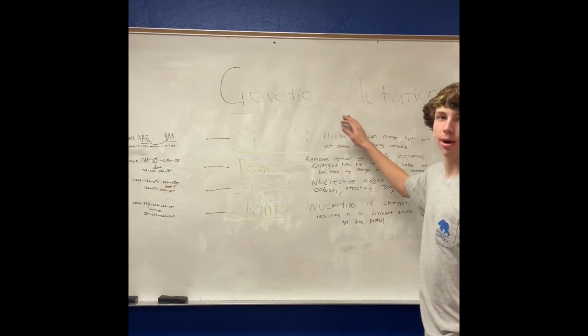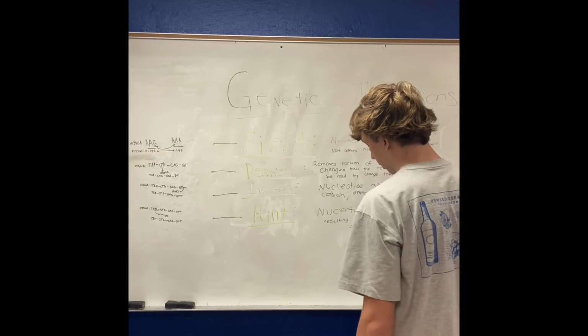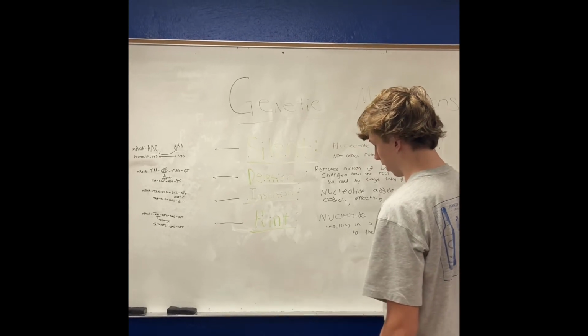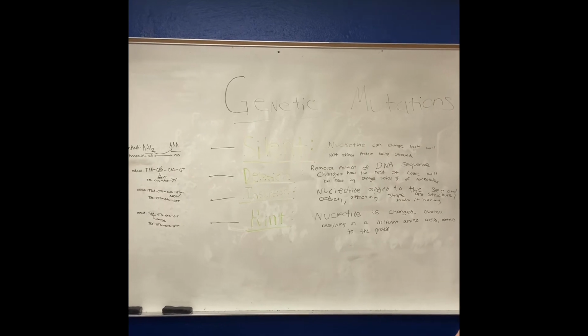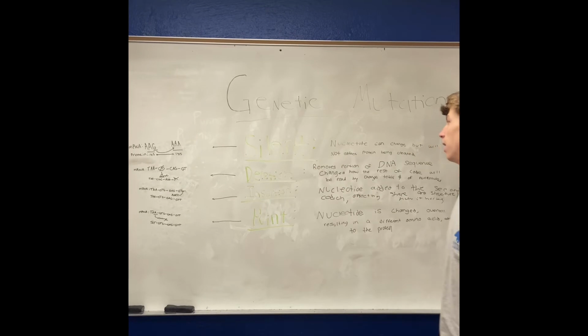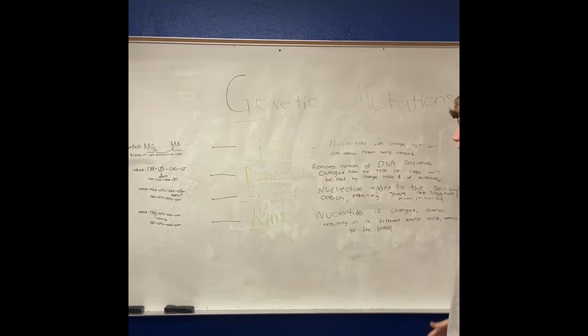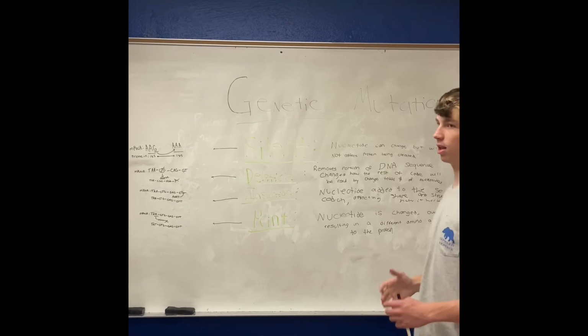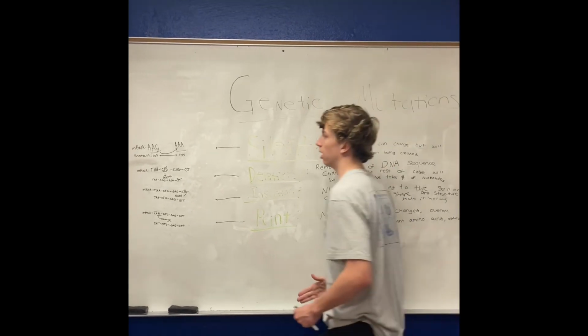So I'll be talking about genetic mutations. A mutation is a permanent change in the nucleotide sequence of a gene or another part of the DNA. Our first mutation is the silent mutation. During the silent mutation, a nucleotide can change, but this will not affect the protein that's being created from the mRNA.